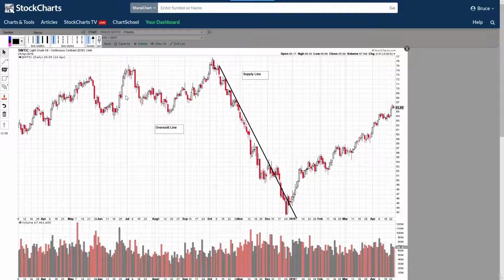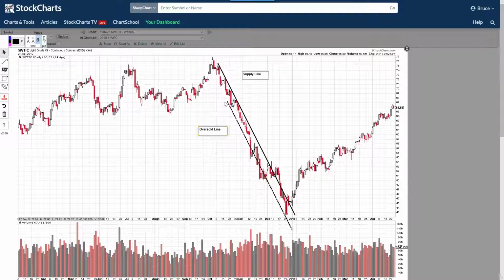Okay, so now let's draw the parallel, which is our oversold line. We will draw that on this low right here. And so we can see it's a somewhat tight channel, but we're going to draw this as a dotted line because we want to identify this as our oversold line. And so here's our supply line here.